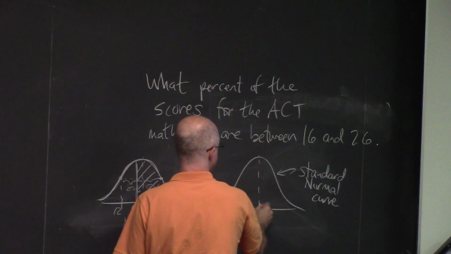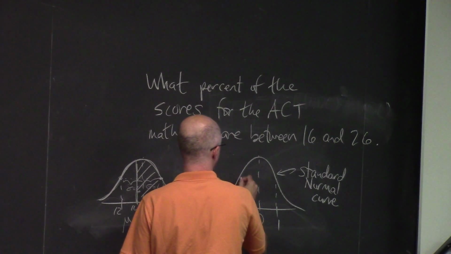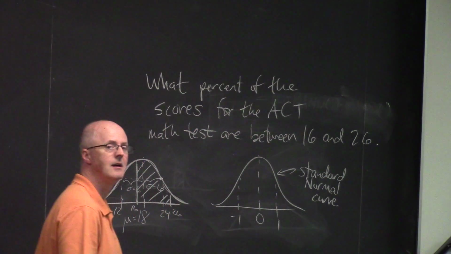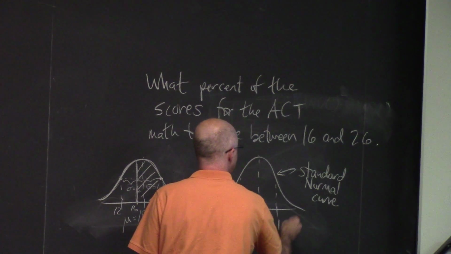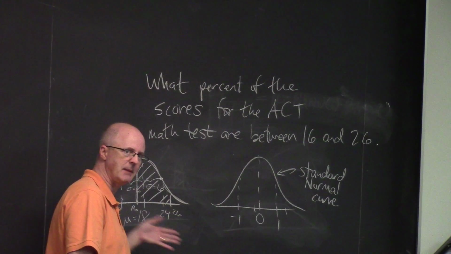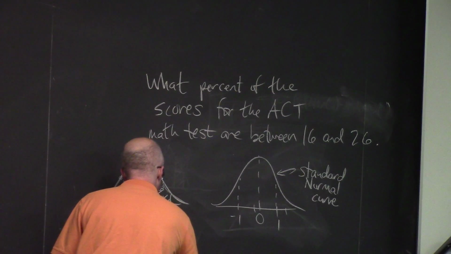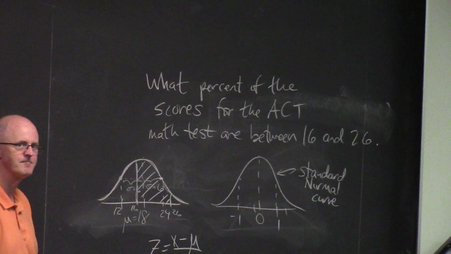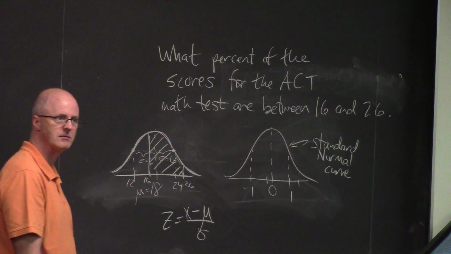This one's centered on 0 and has a standard deviation of 1. So that's 1 there, and this is negative 1 there. The area you're going to shade under this one is going to be the corresponding area that you get by essentially applying that z-score formula. Z equals x minus mu over sigma. Apply it to both 16 and 24.